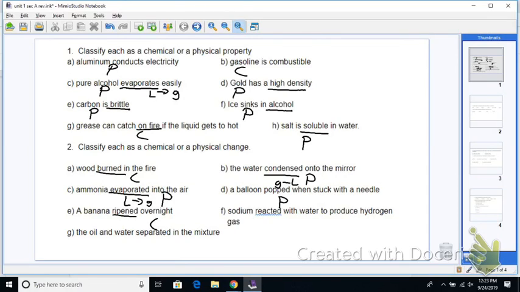Okay, sodium reacted with water to produce hydrogen gas. That's chemical. And then the oil and water separated in the mixture. They just separate. It's just a separation process. That would be physical.